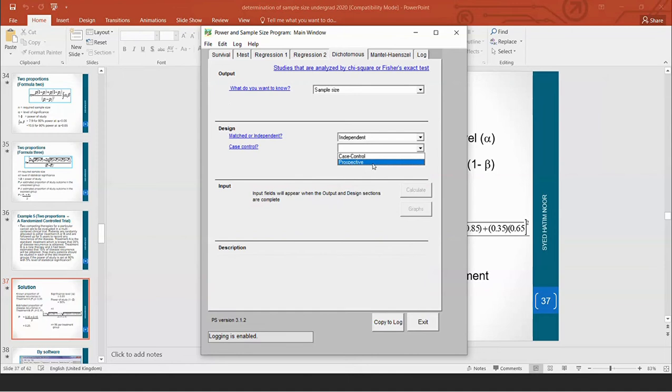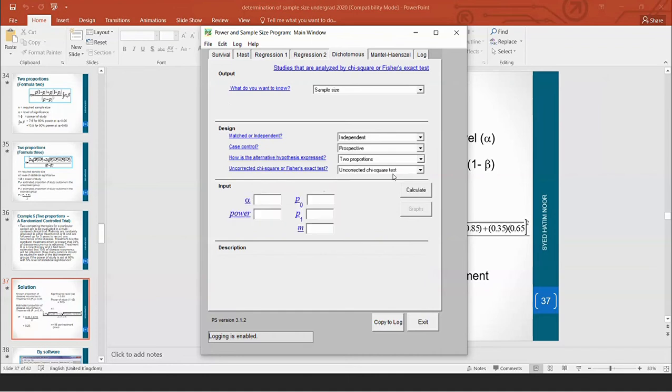Case control or prospective? This is an RCT. An RCT is considered prospective because we are going to intervene, and then we measure again. So prospective. How is the alternative hypothesis expressed? We are using two proportions, that means we have proportion A and also B just now. Uncorrected chi-square, Fisher's exact. This one we choose uncorrected chi-square test.